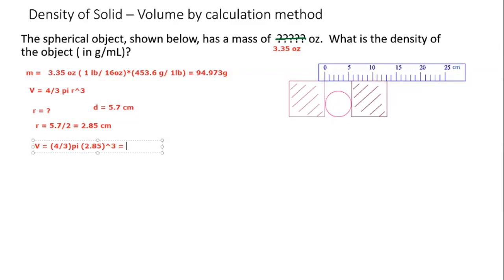And we get the volume to be 96.97 centimeters cubed. Now remember that 1 centimeter cubed equals 1 milliliter. So now we can calculate the density, which is going to be 94.973 grams divided by 96.97 centimeters cubed.